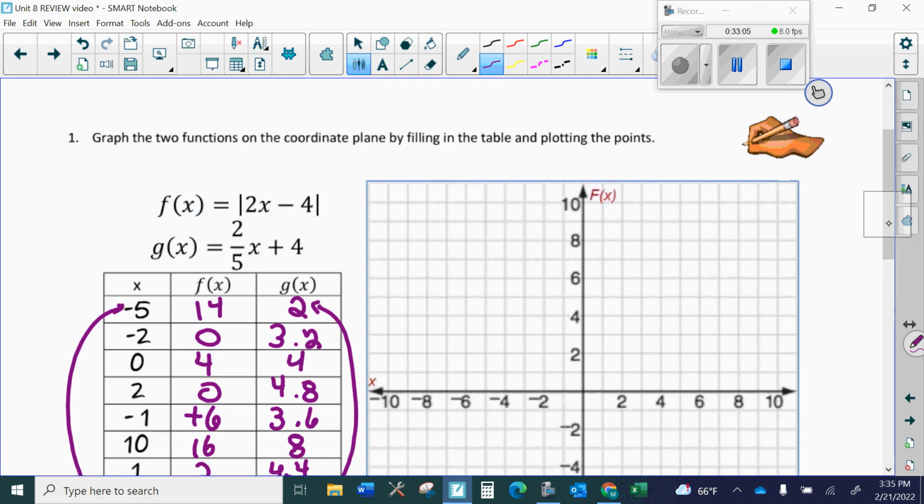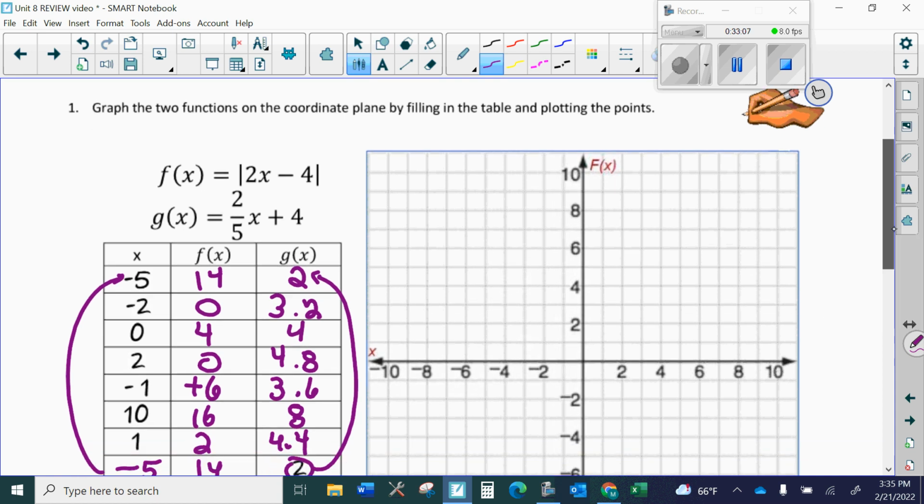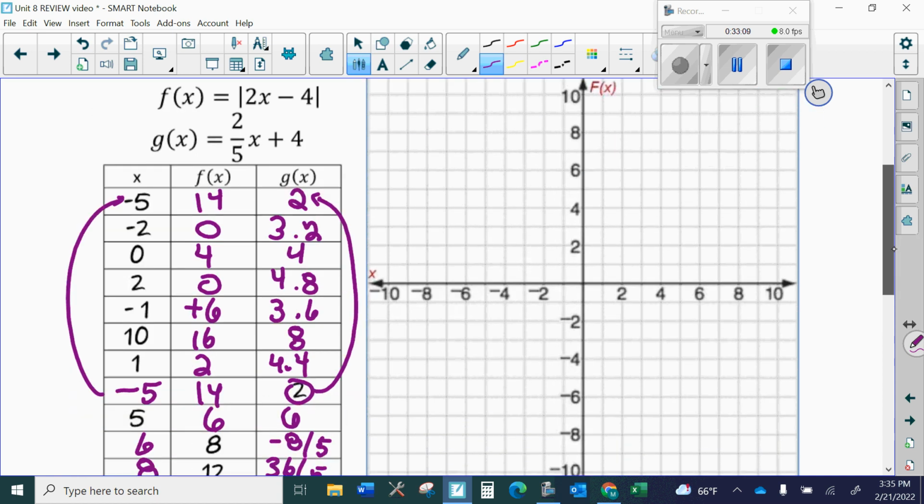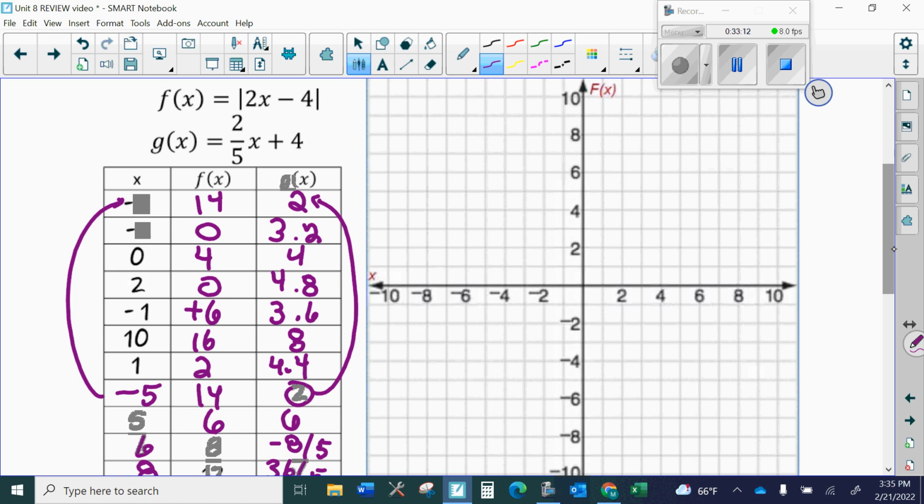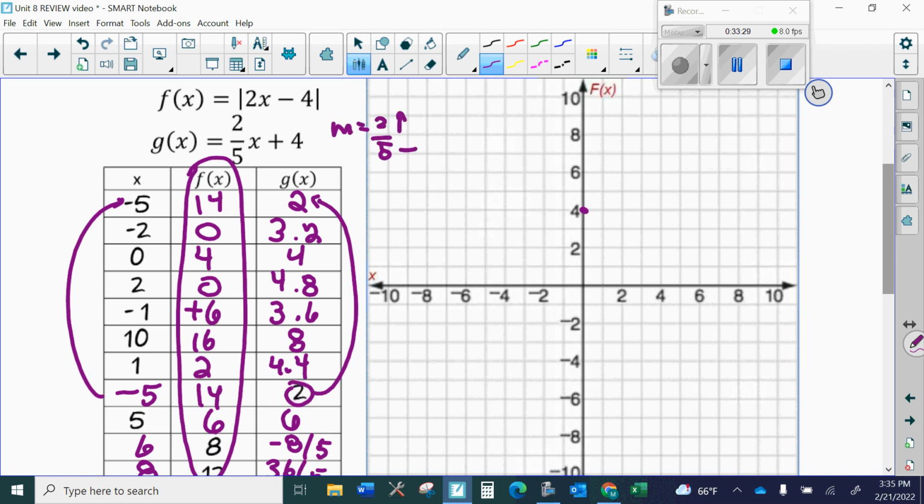All right, graph the two functions by filling in the table and plotting the points. So the f of x function, these right here. And of course, I got to type them in my graphing calculator. And g of x is a line, so we can quickly plot that. Y-intercept is 4. Slope is 2/5. So up 2, right 5, up 2, right 5, right there. Okay. And there's that line, arrows at the ends.